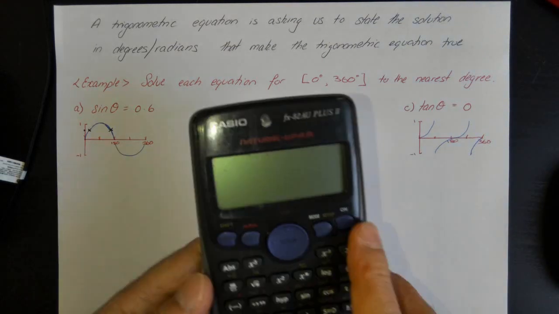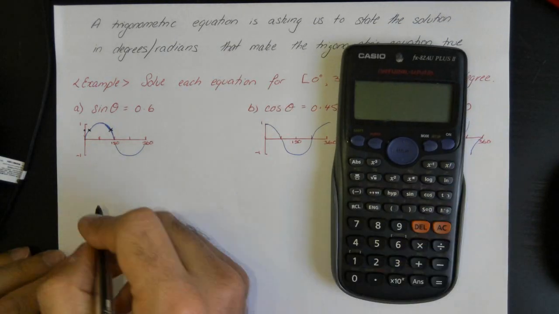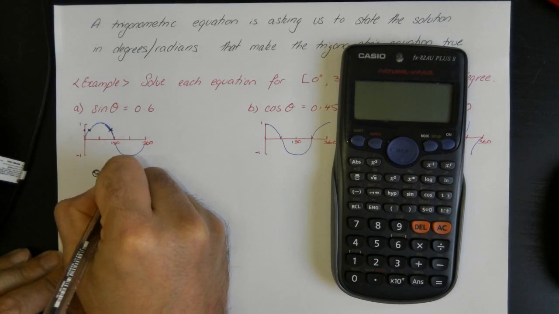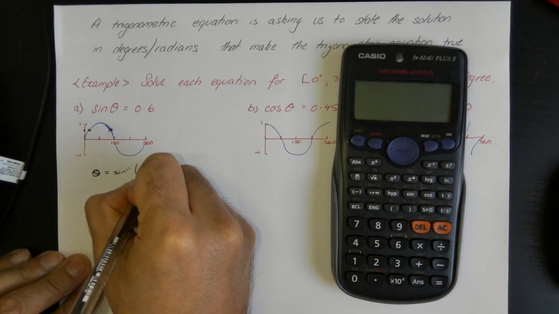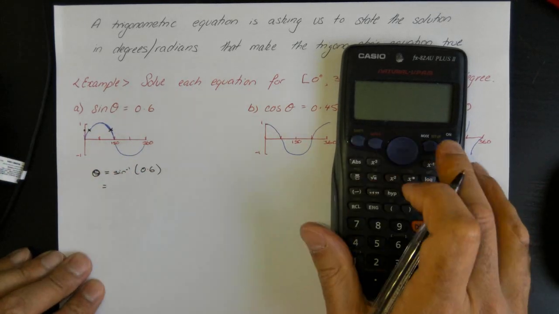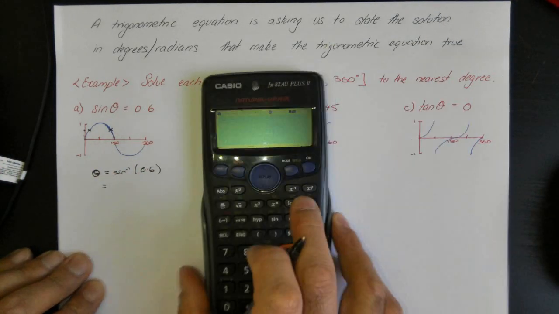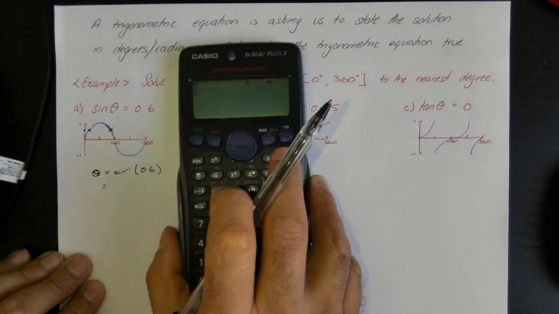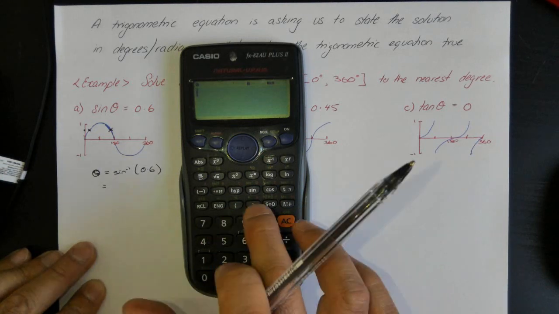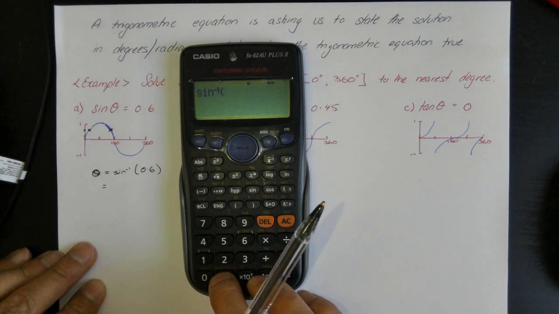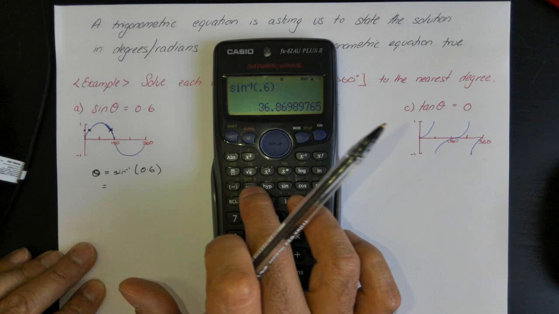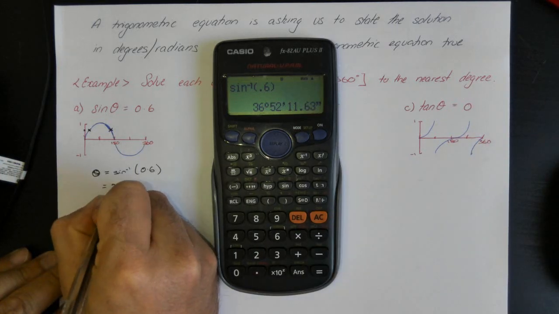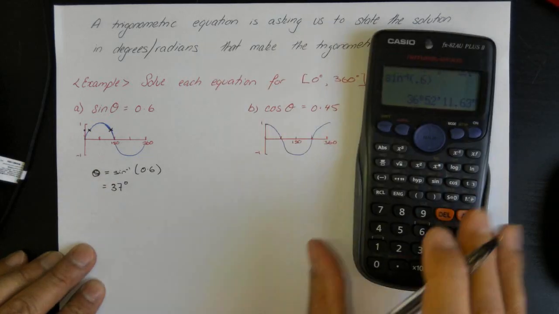So what we do first is we can do inverse sine. Make sure we're in degrees, because it says from 0 degrees to 360 degrees. So we're in degree mode. So inverse sine of 0.6 gives us, to the nearest degree, approximately 37 degrees.